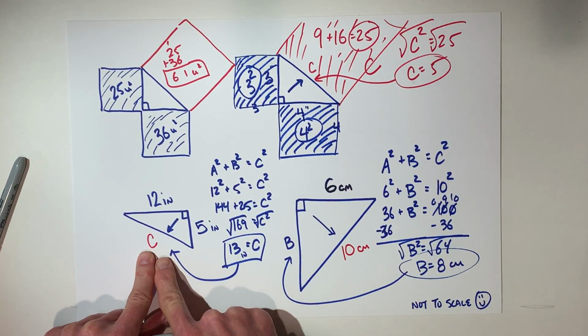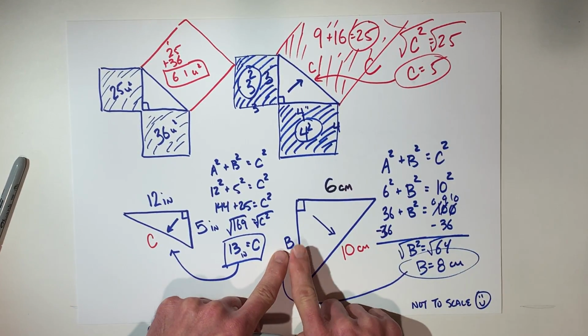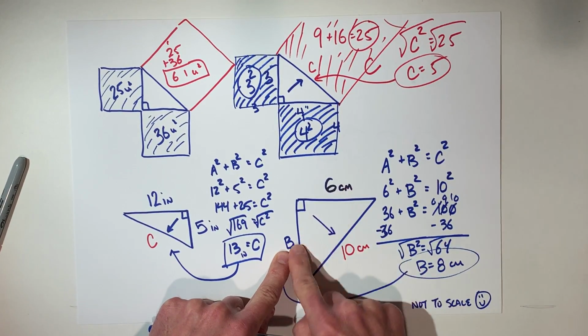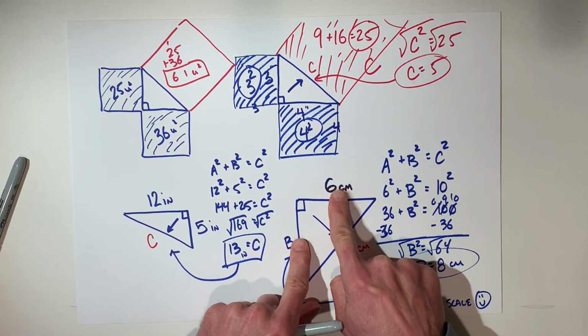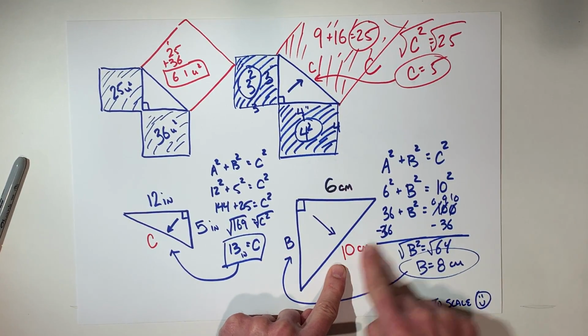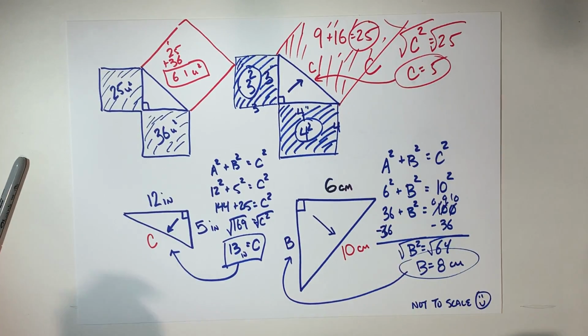Sometimes you'll have to find the hypotenuse. Sometimes you're going to be finding one of the missing sides. Math teachers call these missing sides legs, but that's not the most important thing. The most important thing is that you know the two small sides are the A and the B. The long one's C. You fill them in, you solve your problem, and you're done.